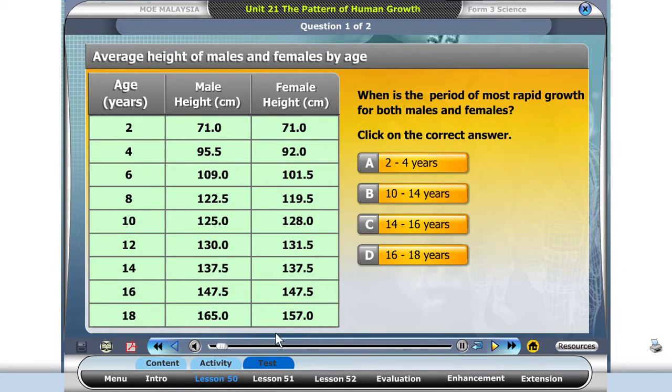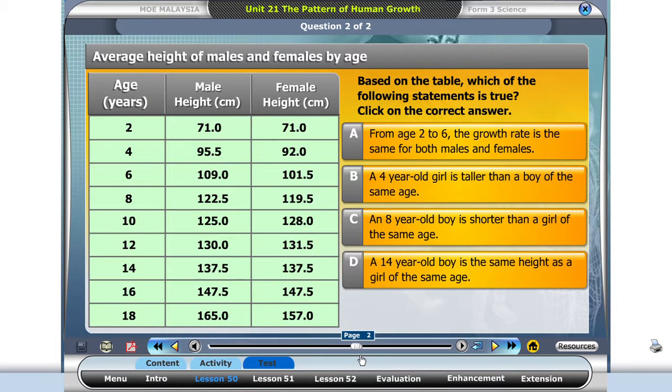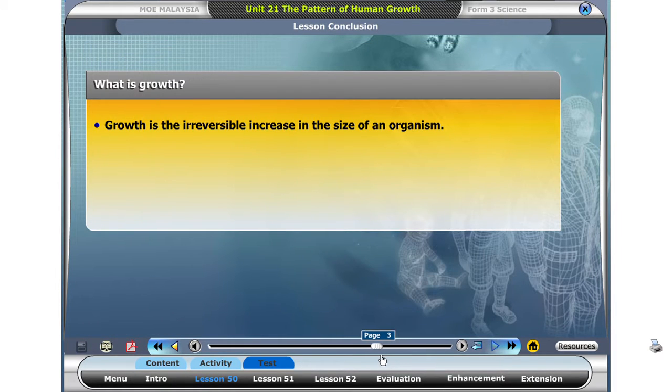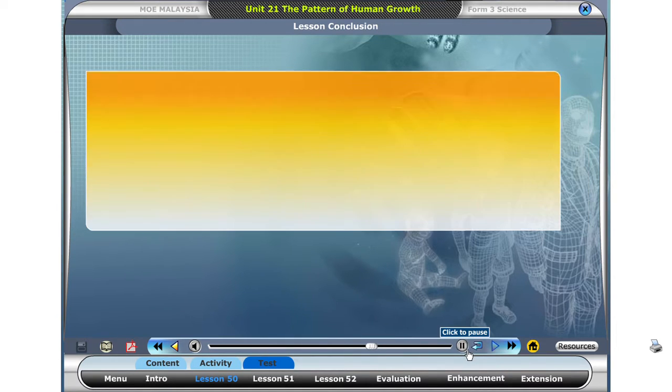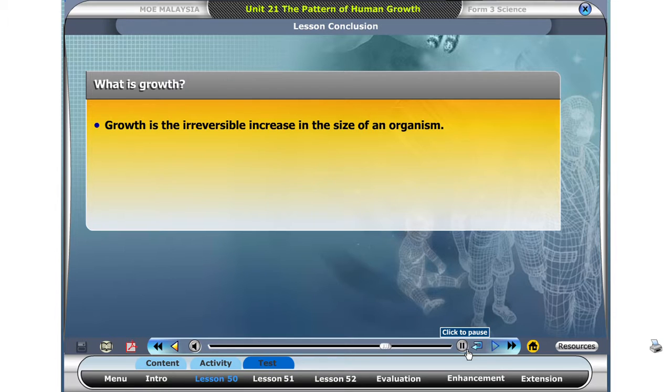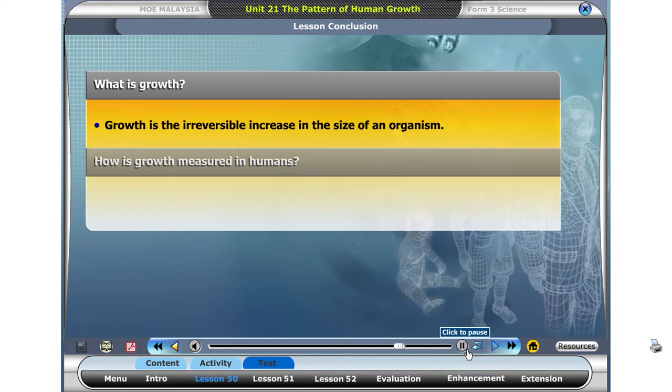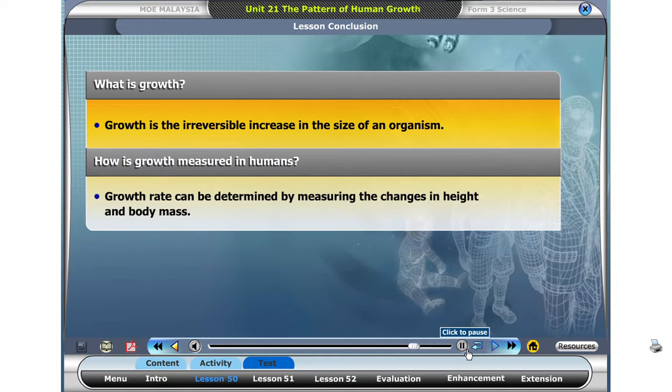The table shows the average height of... Growth is the irreversible increase in the size of an organism. Growth rate can be determined by measuring the changes in height and body mass.